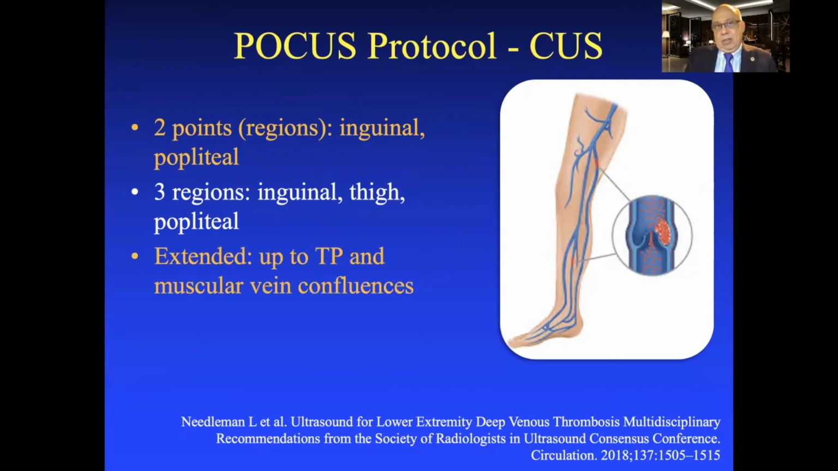But now we also have a recommendation to extend this study up to the tibial, peroneal, and muscular vein confluences. So it offers a more complete area of visualization. And other authors suggest that we need to do a complete assessment of the leg from the inguinal region to the ankle. But most of the countries accept very well the 2 and the 3 regions. I prefer the 3 regions to make the POCUS protocol.